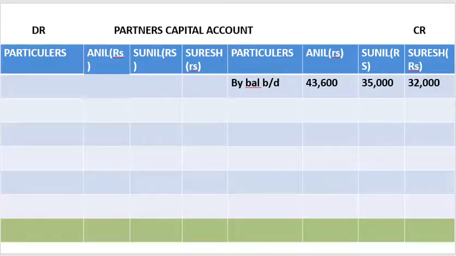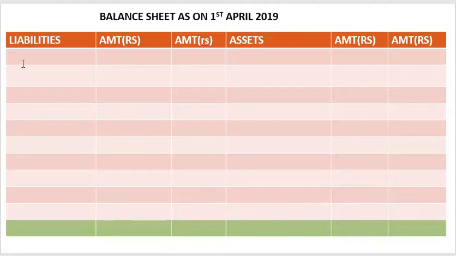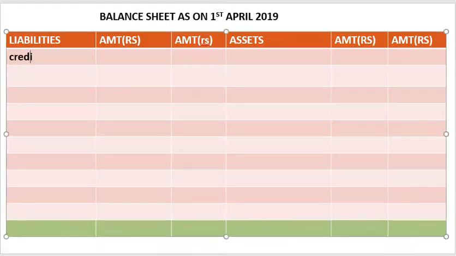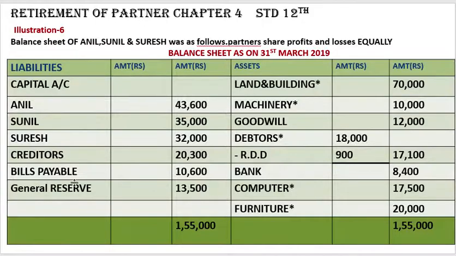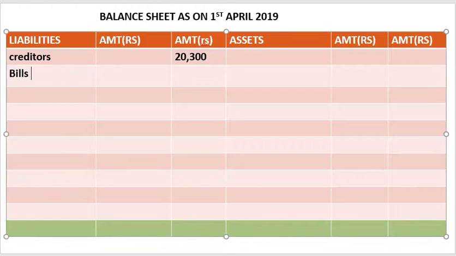Next, creditors 20,600. There is no adjustment on creditors, so this will go in the liability side. Creditors, how much is it? Outer column 20,300. Then bills payable 10,600. Again we'll post it in the liability side. Bills payable 10,600.